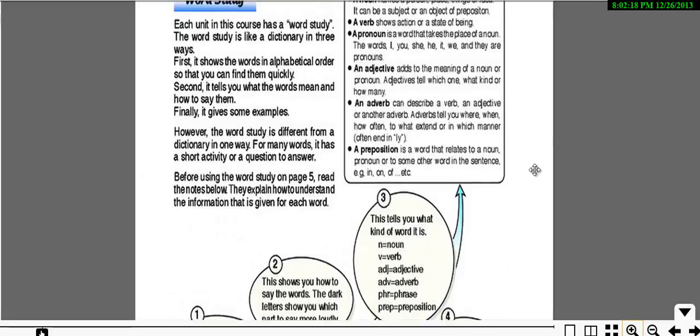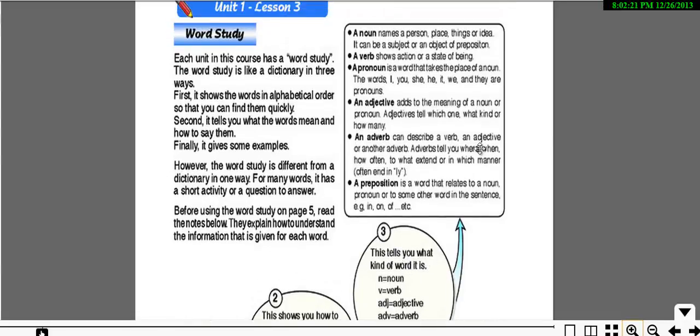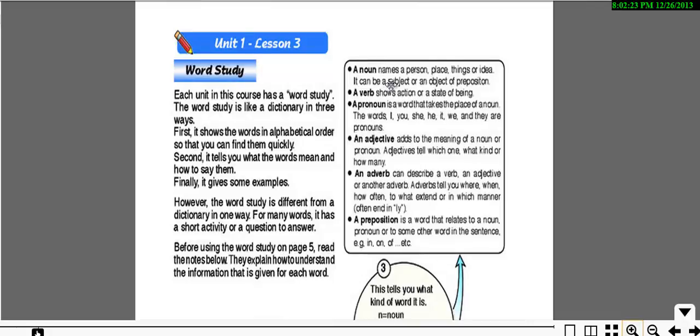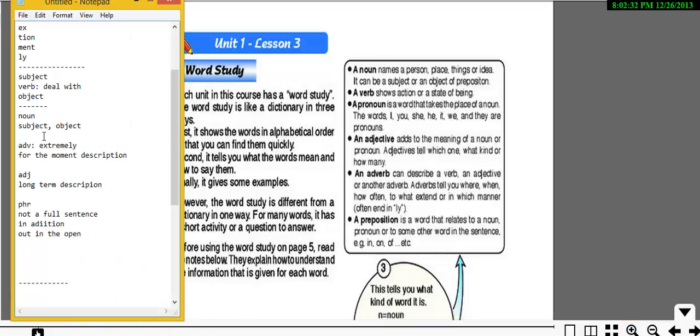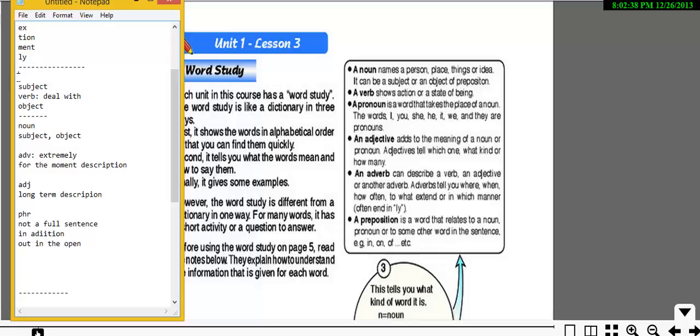Now, there is an explanatory part here. Number 3 tells you what kind of word it is. It's just a reminder. A noun names a person, a place, thing, or an idea. It can be a subject or an object of a preposition. So, as you can notice here again, we said there is a subject or an object usage for the noun inside a sentence. Well, number 2, a verb shows an action or a state of being, like deal with, for example. And a pronoun is a word that takes the place of a noun. The words are you, she, he, it.